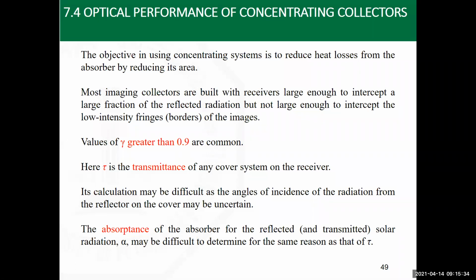The receivers are usually large enough to intercept a large fraction of the reflected energy, but we need it to be effective. So for the energy which is going to be reflected on the receiver, a value of gamma of 0.9 or higher is expected, but you don't get it all because the rest, from 90% to 100%, is going to be some sort of lower intensity borders of the image, lower intensity radiation, which is not going to affect our performance. And remember, we're trying to save as much material as possible.